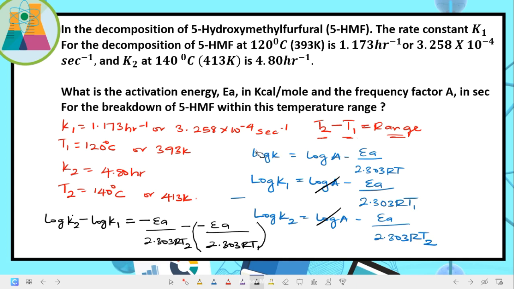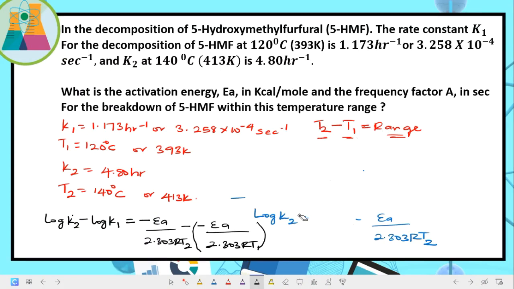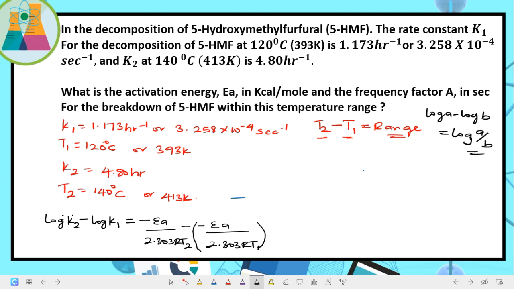Now in our laws of indices, it was stated that when you have log A minus log B, it's still the same thing as log A over B. So if I have log K2 minus log K1, it's still the same thing as log K2 all over K1. This will be equal to, now what is common between everything here?